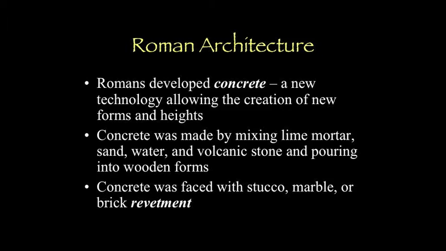The Romans figured out how to make and mix concrete, which is a new technology that allowed them to create incredible structures in terms of form, height, and complexity, and they learned how to build forms and pour concrete into molds in order to erect structures that would have otherwise been impossible. They made this material by mixing lime mortar, sand, water, and volcanic stone, and pouring it into wooden forms.